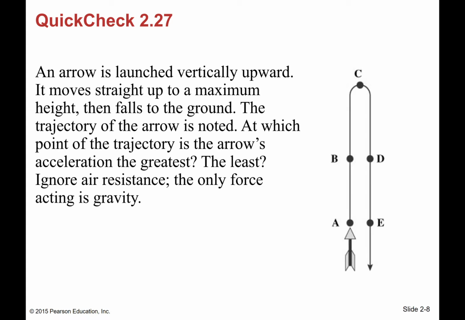Here we have another problem. We throw an arrow and the arrow goes up and down. At which point in the trajectory, A, B, C, D, or E, is the acceleration the greatest? Take a minute to answer this question. Again, the acceleration doesn't change, right? The acceleration is going to be the same because it's gravity, so it's g all the time. So the acceleration here is the same as here, and here, and here, and here. It's the same all the time.